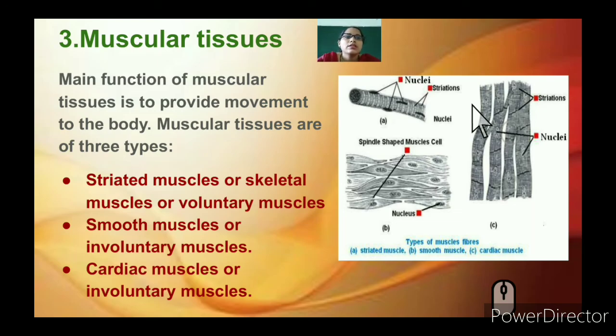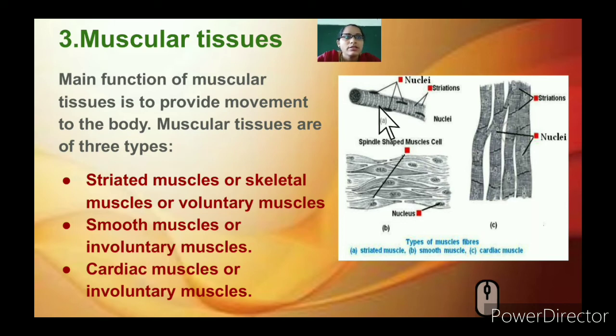So let's understand the third type of animal tissue, the muscular tissue. Muscles help in bodily movement. The main function of muscular tissue is to provide movement to the body. Again, there is a subdivision of the muscular tissues. They are striated muscles, as you can see in the first figure here, or skeletal muscles, or voluntary muscles.